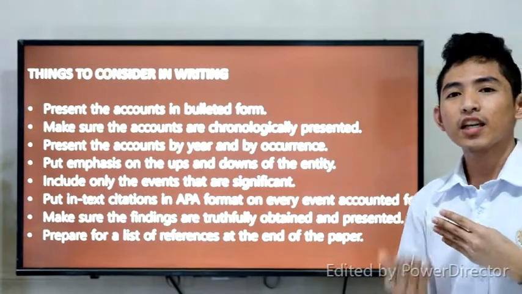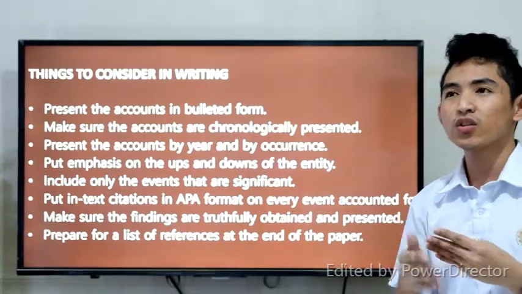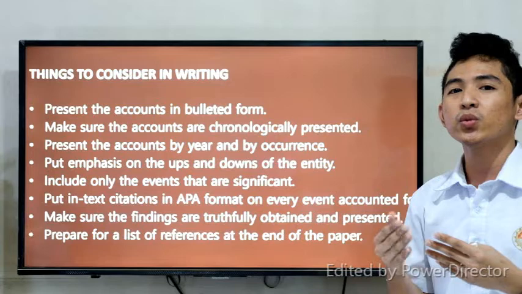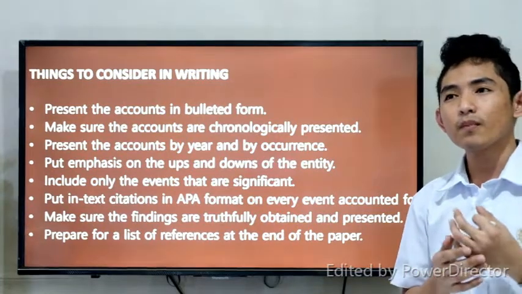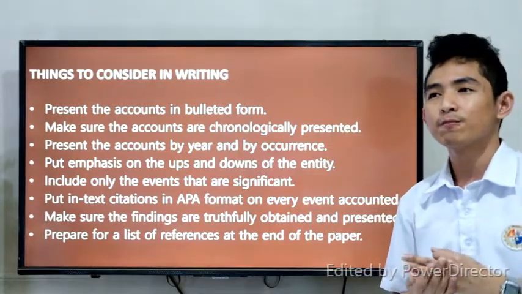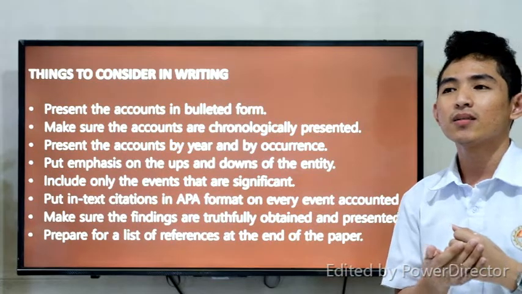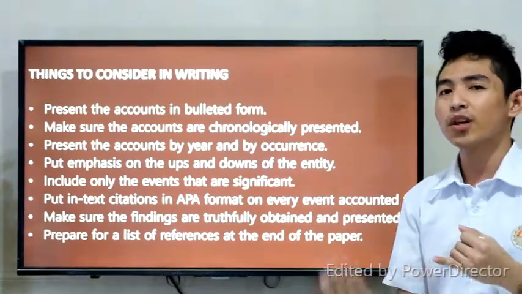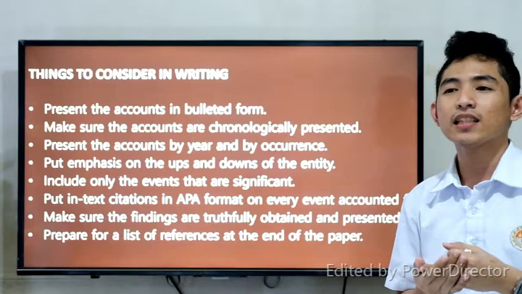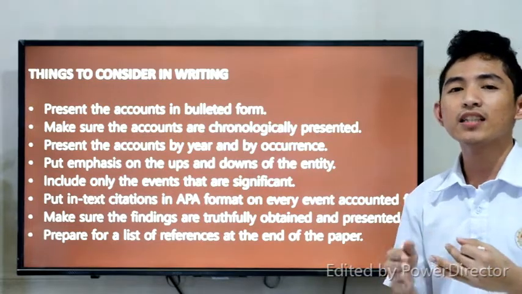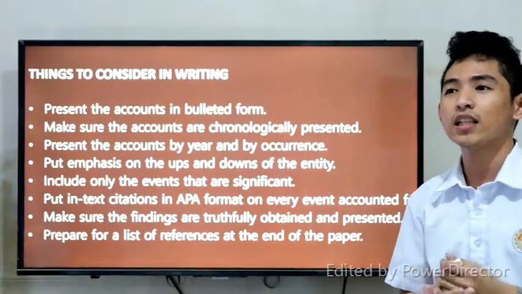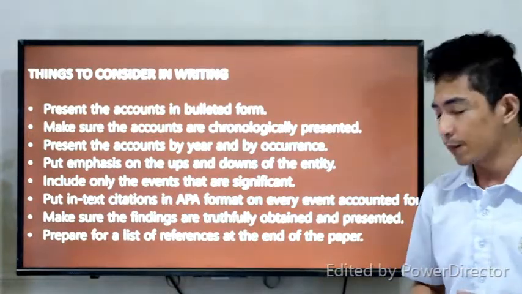Next, in writing the peaks and valleys, one should focus only on the significant events so as to prevent the paper from being too crowded. Next, the findings of the event should be obtained truthfully and should have been verified correct. And more importantly, the sources of the findings should be appropriately acknowledged through in-text citations in APA format. However, this citation should be included in a list of references at the end of the paper.